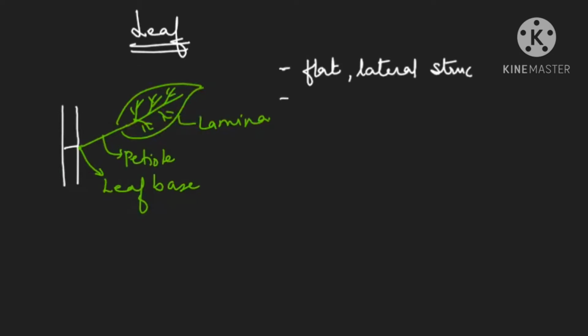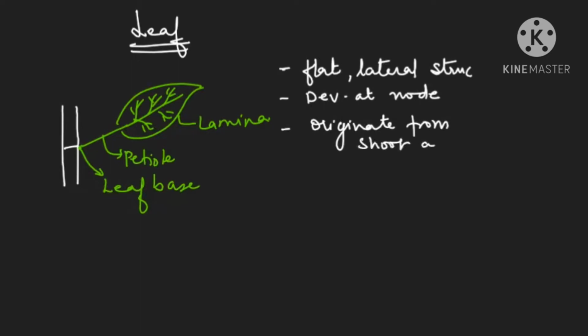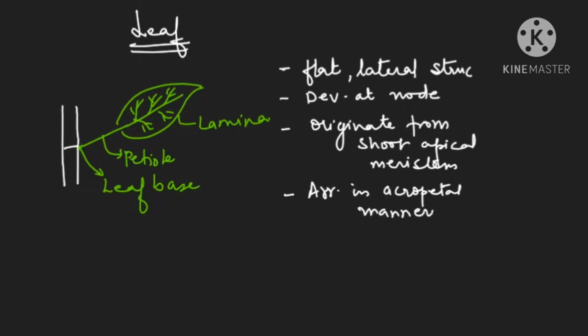Then they are developing at the node. They develop at node. And they are originating from shoot apical meristem. And their arrangement is acropetal. Acropetal means young is at the apex. So acropetal manner means young is present at the apex.